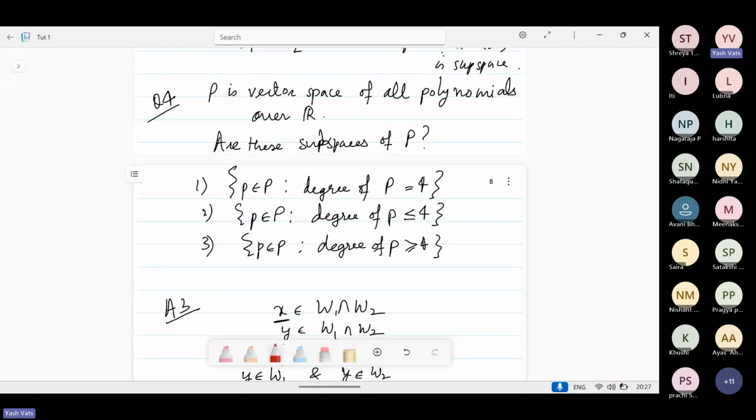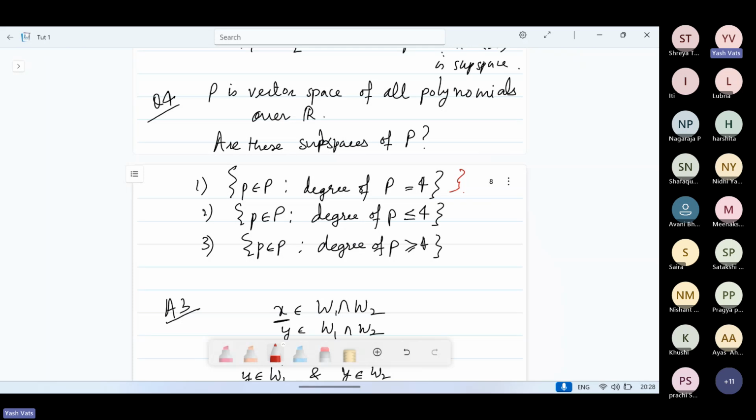Yeah, so what about the next question? P is the vector space of all polynomials over R. Are these subspaces of P? P in P such that degree of P is 4, degree of P is less than or equal to 4, degree of P is greater than or equal to 4. So let's discuss orally the first one. Degree of P is 4.